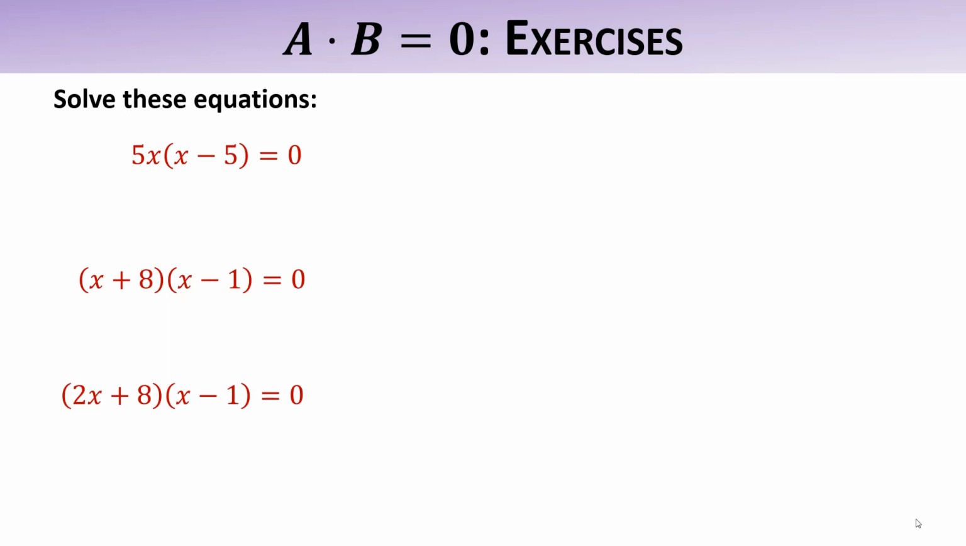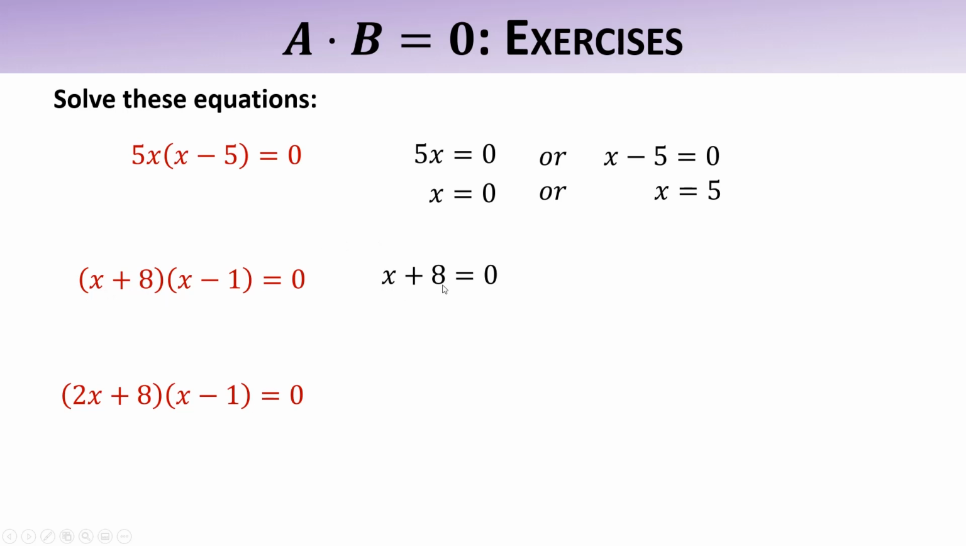And let's look at the solutions. We have two factors here, 5x and x minus 5. So 5x equals 0 or x minus 5 equals 0. In this case, x is just 0, and in this case, x is 5. Here, two factors, either x plus 8 is 0 or x minus 1 is 0. In the first case, x has to be minus 8. In the second case, x has to be 1.